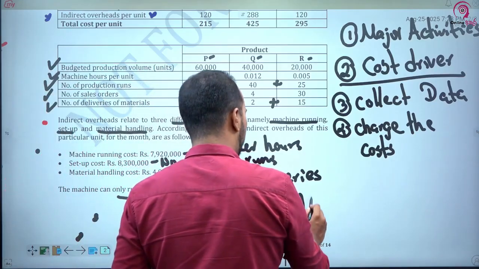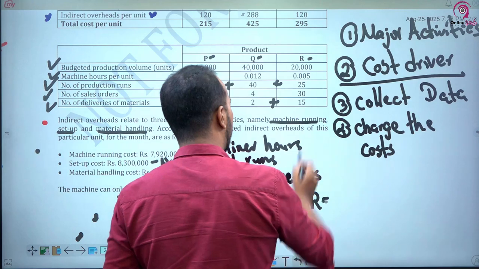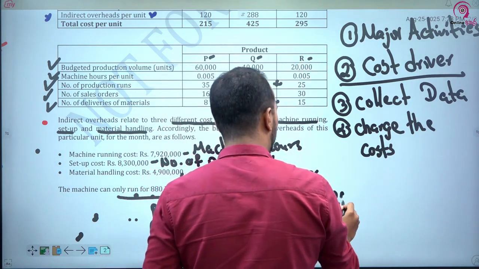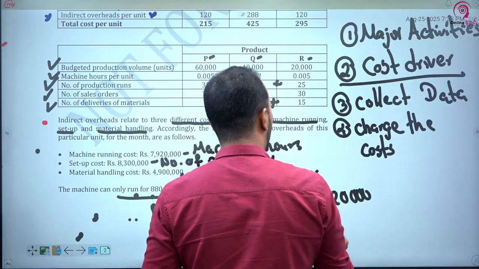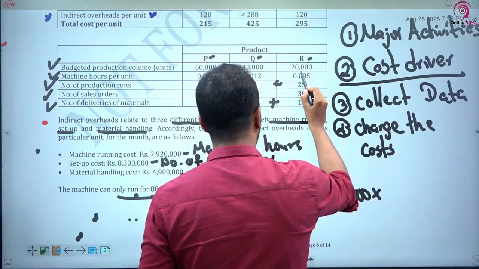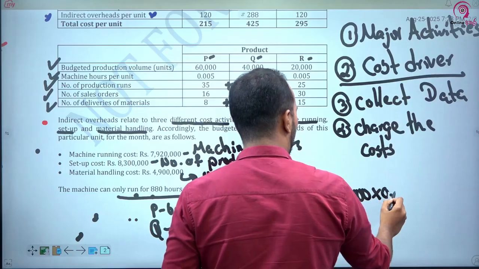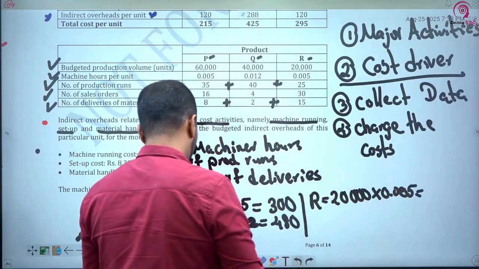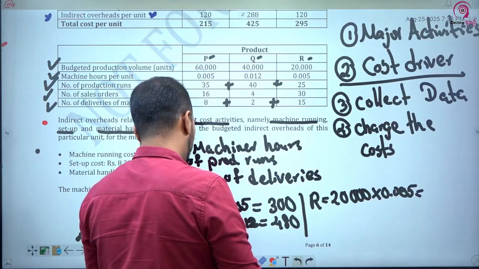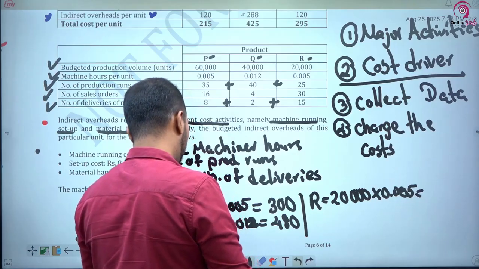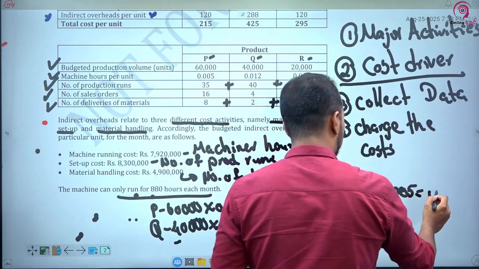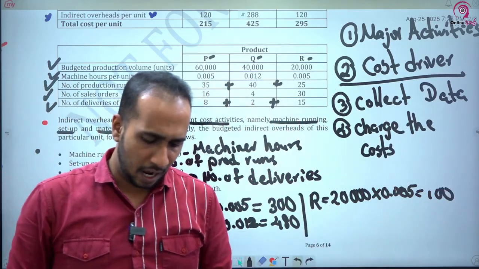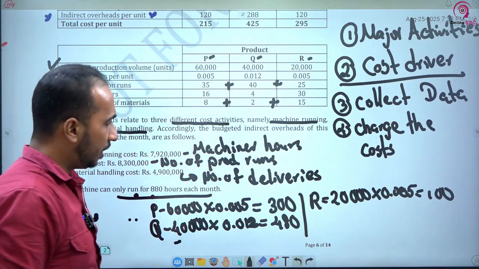In the same way, you can calculate for R. When it comes to R, budgeted production volume is 20,000. Budgeted production volume is 20,000 multiplied by 0.005 again. For unit, we need 0.005. So 20,000 multiplied by 0.005 is 100. We need 100 hours for product R.